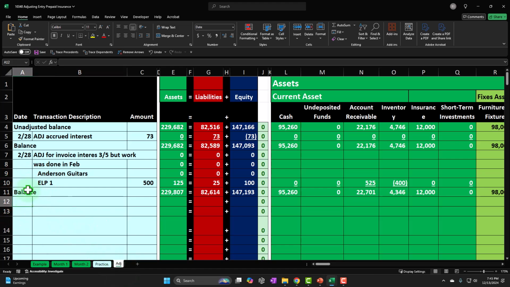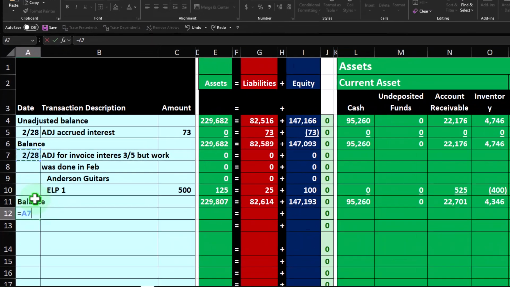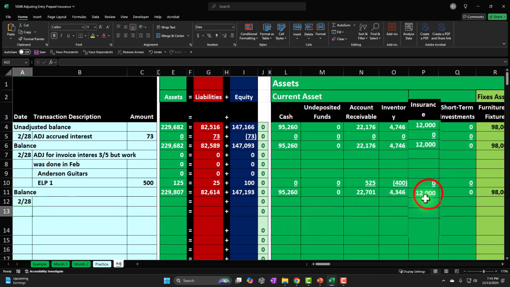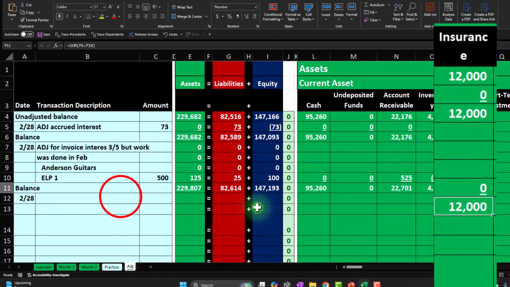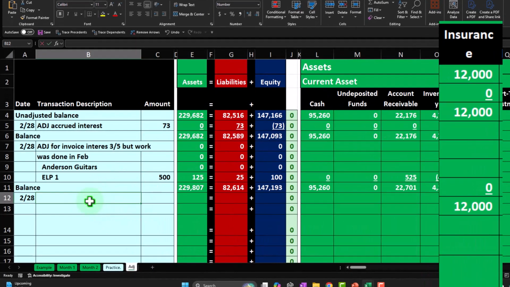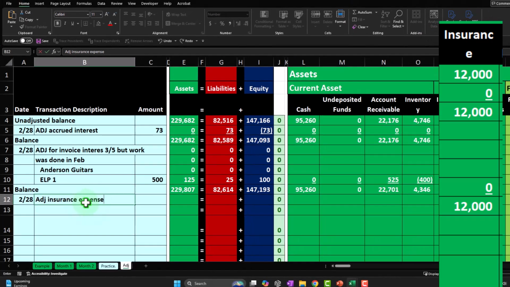Adjusting tab, we're going to say this is going to happen on 2/28. I look in my sheet over here. I see that I have $12,000 in prepaid insurance. So we're going to say, okay, we need an adjusting entry for insurance expense. So what would we do then?